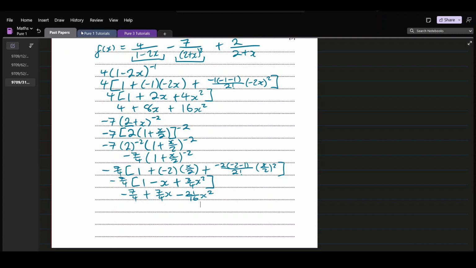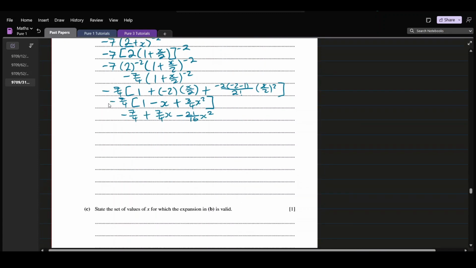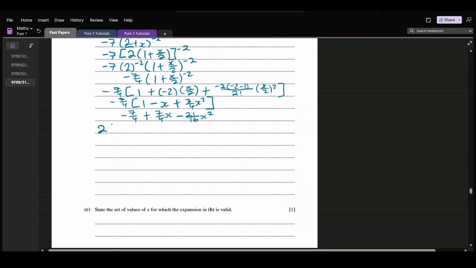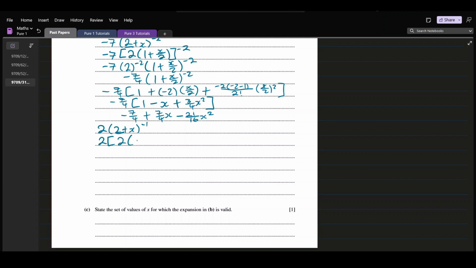Now let's move on to the third term, which is 2 over 2 plus x. And so that can be written as 2 times 2 plus x to the negative 1. Again, we need to factor out a 2 here, so that's 2, and that's 1 plus x over 2 to the negative 1. Distribute the power negative 1, so that's 2 to the negative 1, and then 1 plus x over 2 to the negative 1. And 2 to the negative 1 is 1 over 2, so that will cancel out, and we end up with 1 plus x over 2 to the negative 1.